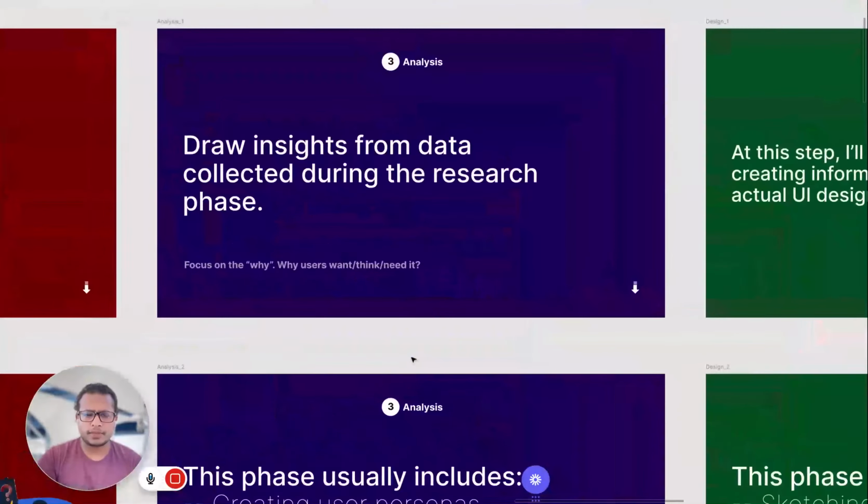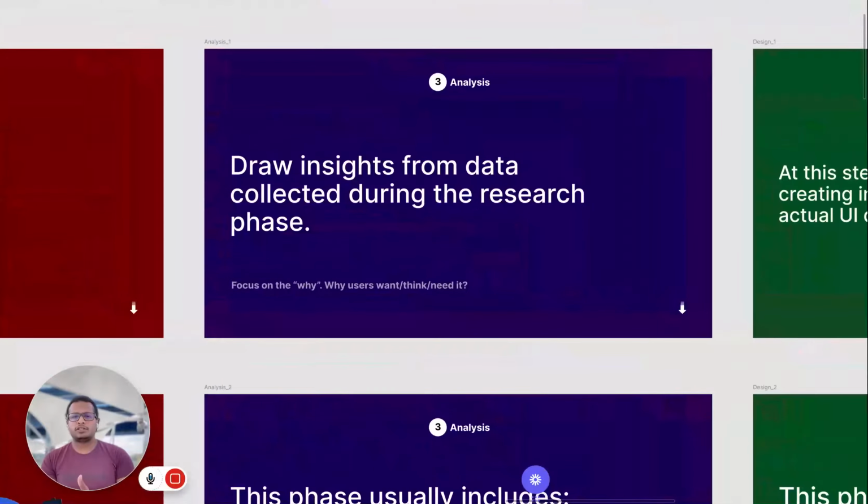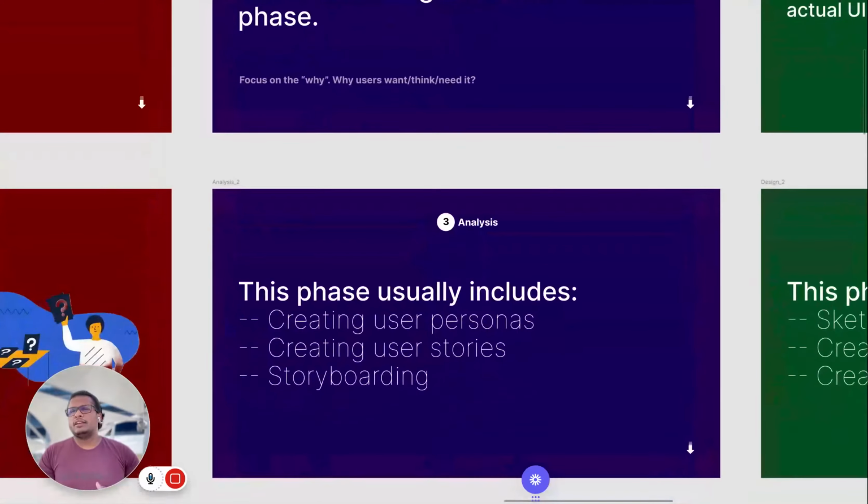Okay, so the analysis. Based on the product definition and research, the UX UI person comes up with the analysis, and the analysis comes with your user persona, and then you can create user stories and storyboarding. Let's say in the building, children in the evening want to come out with parents and they want to play. They need a guard, they need a space. Okay, we have a persona here. Is this building good for families, right?